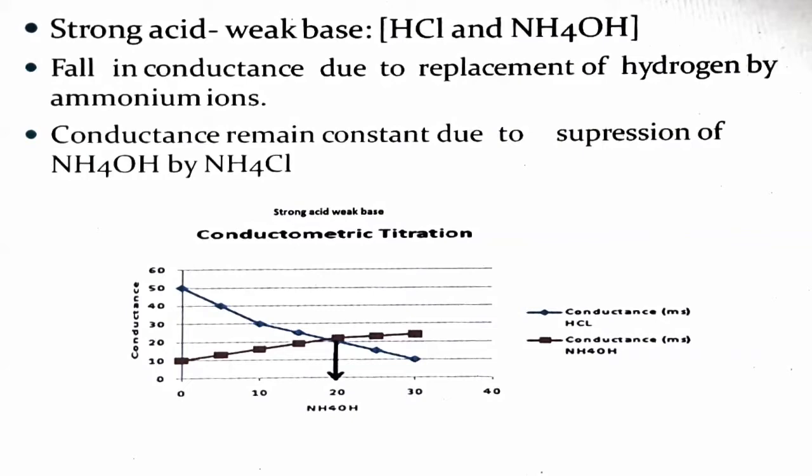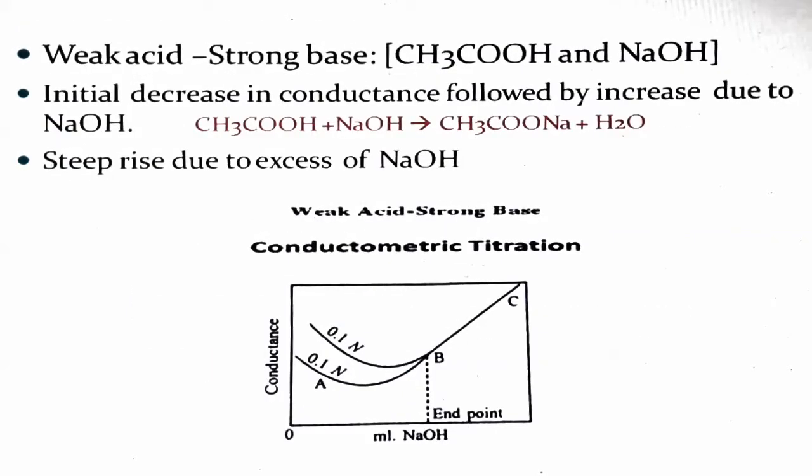Now third, conductometric titration is weak acid versus strong base. So the weak acid we have taken here is acetic acid, and the strong base is NaOH. So an initial decrease in conductance, followed by an increase due to NaOH. So what is the reaction here? Acetic acid is reacting with sodium hydroxide, and first we'll get sodium acetate.